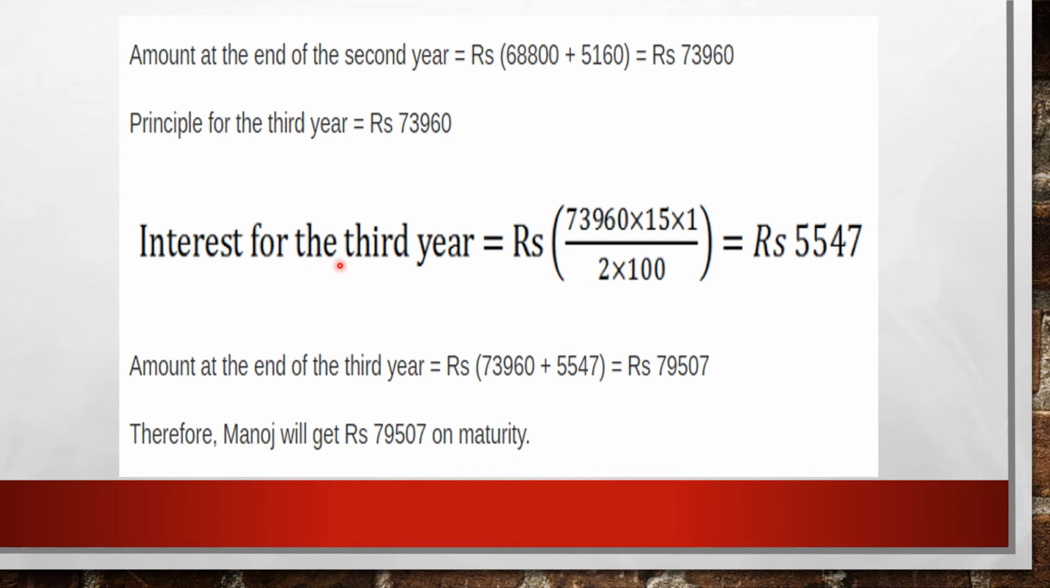So the interest for the third year is the principal amount into number of years into rate of interest by 100. We get 5,547. So the amount at the end of the third year becomes 79,507. So at the end of the third year, he will be getting 79,507 as the maturity amount.